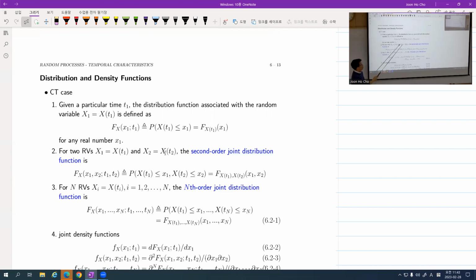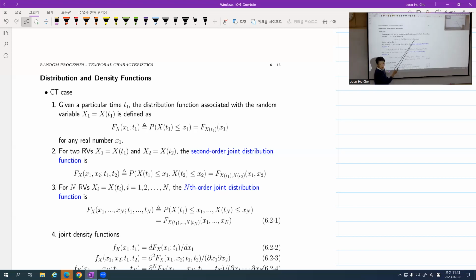In my undergraduate course, I preferred this notation. Now, suppose you are given a continuous time random process, capital X of t, and you fix t at t sub 1. Then what happens? At a specific time, you have what? Many, many sample paths. However, when they are all sampled at t1, you are given a random variable, right? So this is a random variable.